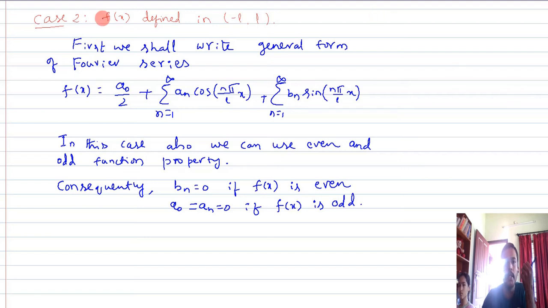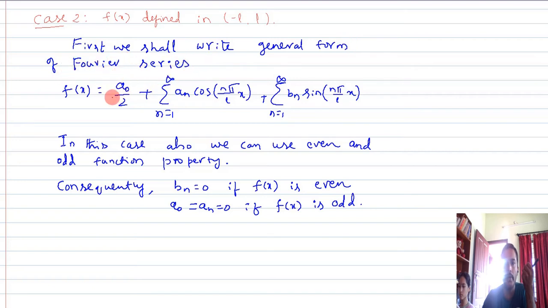Now we shall see case 2 of the Fourier series, where function f of x is defined between minus L and plus L. First we shall write the general form of the Fourier series. This is true for every problem. I should write the general form of the Fourier series.